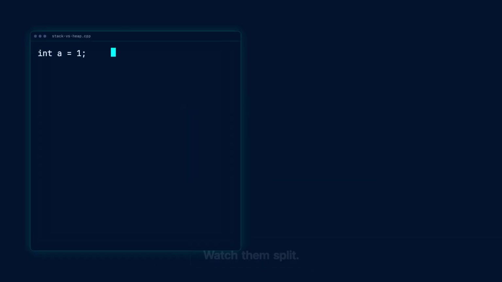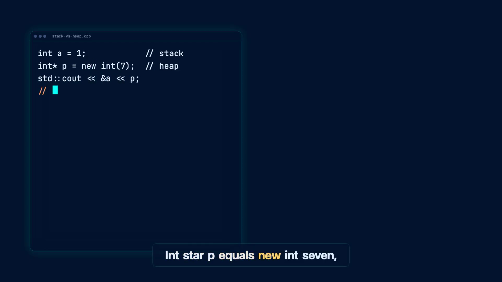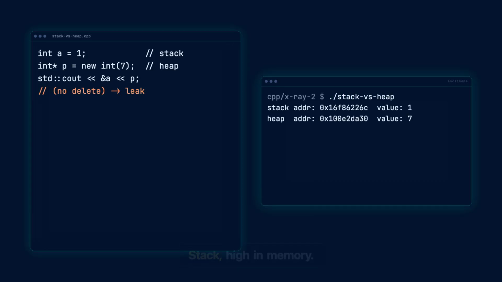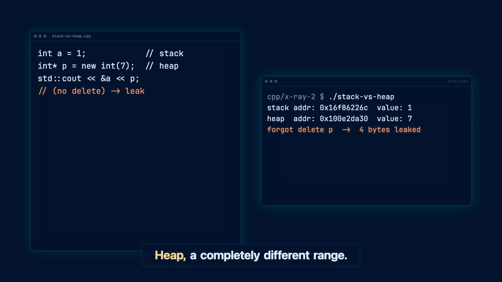Watch them split. Int a equals 1, stack, free. Int star p equals new int 7, heap. Your problem now. Print both addresses. Stack, high in memory. Heap, a completely different range. 2 regions, 2 neighborhoods. Now drop the delete. The function returns. The stack frame is gone, but the 7 lives on. 4 bytes nobody can reach.